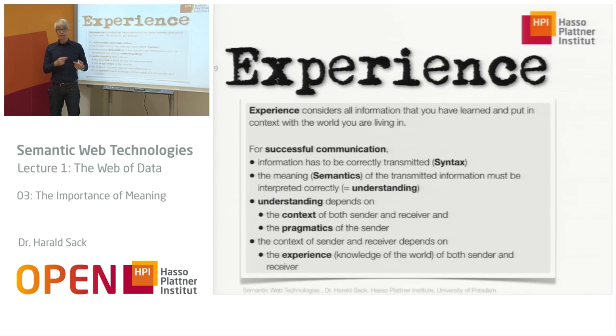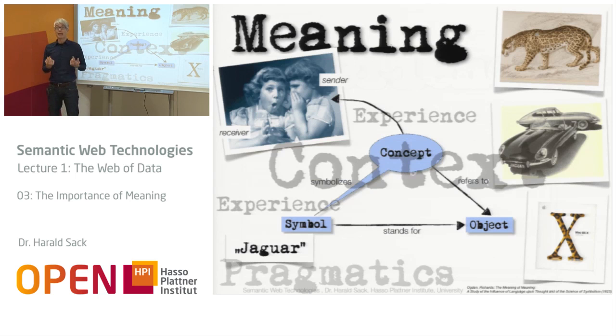And again, understanding depends first on the context of both the sender and the receiver of the message, and on the pragmatics of the sender. It means what purpose the sender tried to achieve by choosing this form of the message. So the context of the sender and receiver also depends on the experience of both, the knowledge of the world. So all these things put together are really mandatory and essential for understanding the meaning.